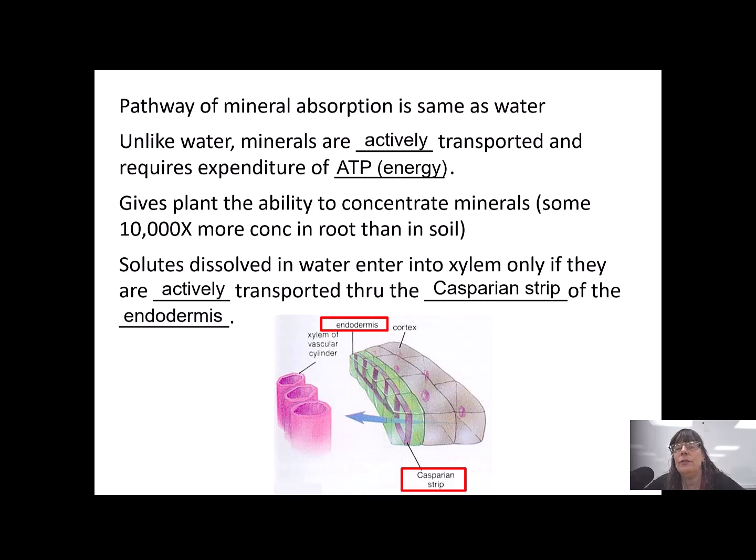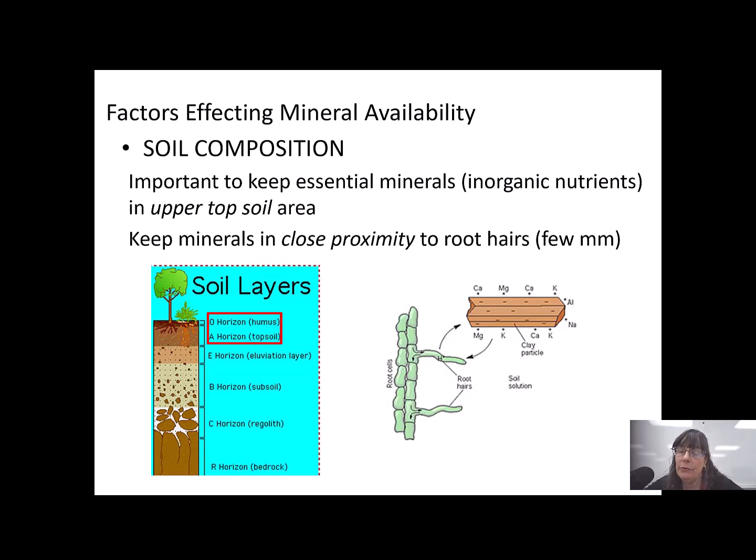So the pathway is the same as water, except minerals are actively transported, so they need ATP. But what this does is it gives the plants the ability to concentrate some of the minerals. So some of them are 10,000 times more concentrated in the root than they actually are in the soil. So the solutes are going to be dissolved in water, and then they're going to enter the xylem if they make it through the Casparian strip of the endodermis. Like I said in class today, that endodermis has the Casparian strip, which is like the regulator. So it has to be actively transported through the Casparian strip, and then it will get to the xylem. So the pathway is the same. They still go through the root hairs, they go through the cortex, they go through the Casparian strip in the endodermis to get to the xylem, but actively transported.